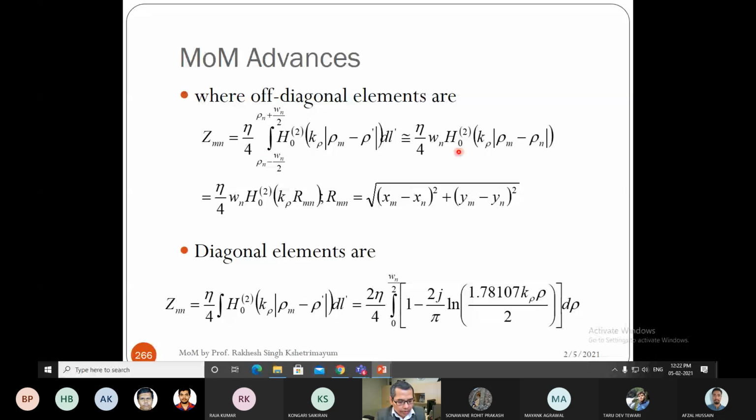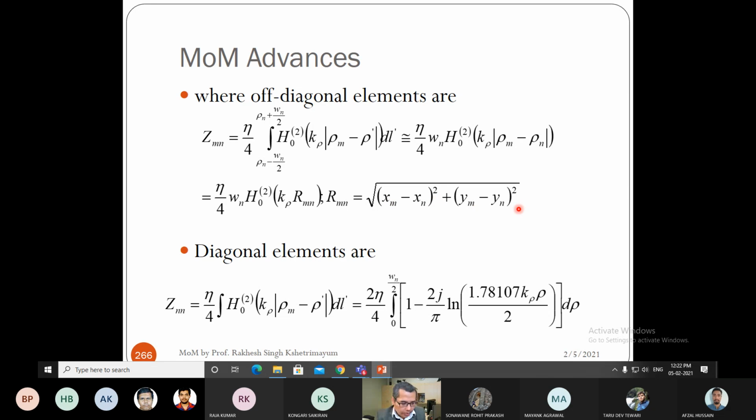You calculate the function we are integrating, which is the Hankel function of second kind of zeroth order at the location rho n, so H0(2)(k|rho m minus rho n|). So for the off diagonal elements, I use centroidal approximation and do the integration by simply multiplying the width of the subsection with the integrand calculated at the location of rho n. So this is a very simple expression now. What is Rmn here? Rmn, the distance between the source and observation points rho m and rho n, is simply the square root of (xm minus xn) whole square plus (ym minus yn) whole square.